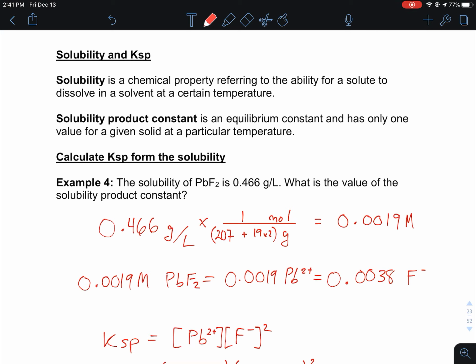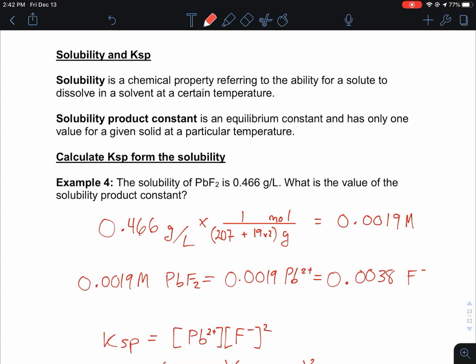Of course, if you were given the solubility of a compound, then you could even go back and work backwards to figure out how much you got in there. You could even use the amount of dissolved compound to figure out what the solubility product constant is.